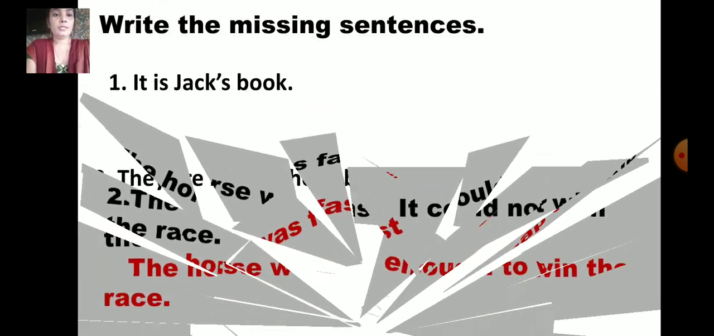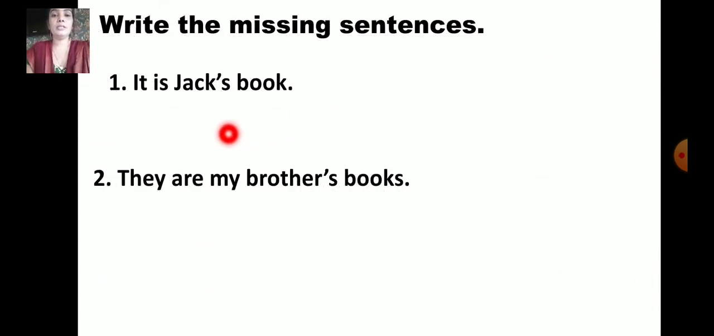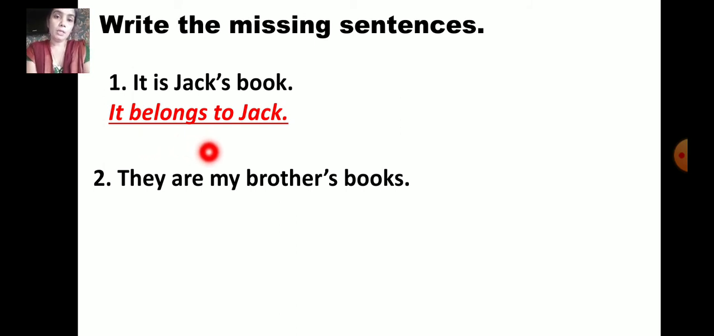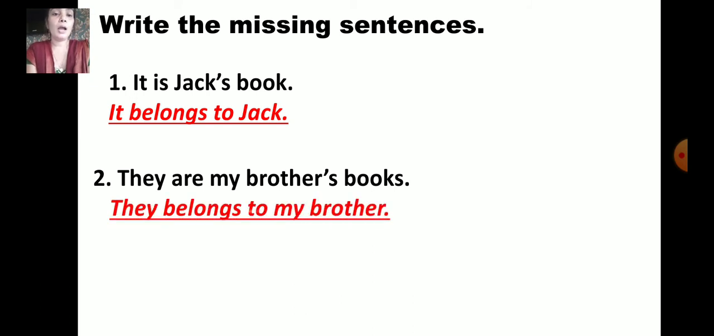And our next question is: write the missing sentences. It is Jack's book. You have to be very careful with the punctuation marks here. So whose book is it? It belongs to Jack. So your answer will be: it belongs to Jack. They are my brother's books. So whose books are these? They belong to my brother.